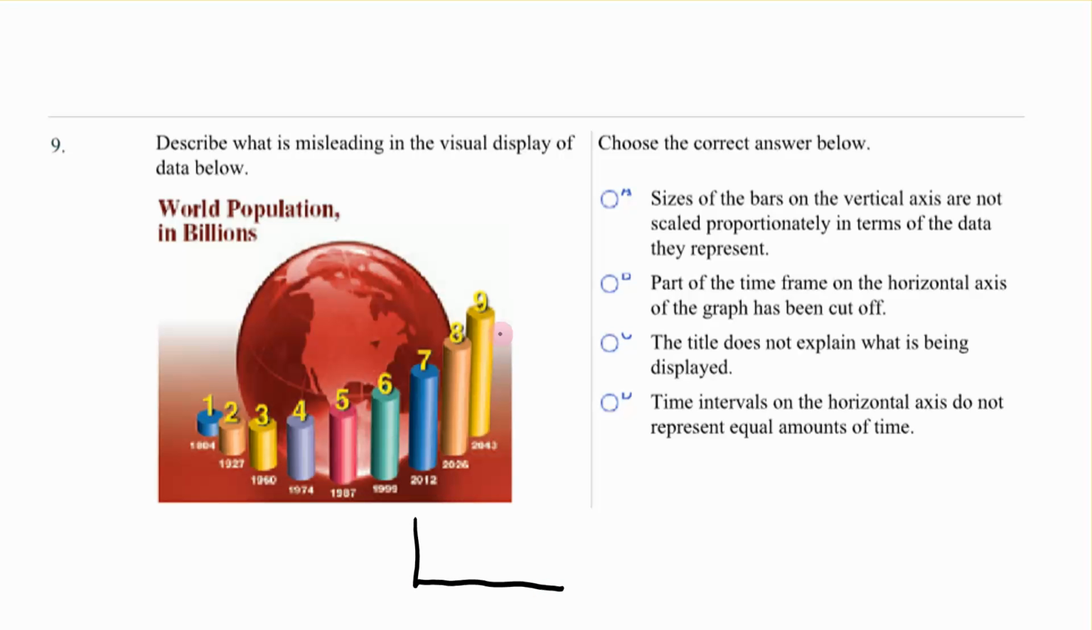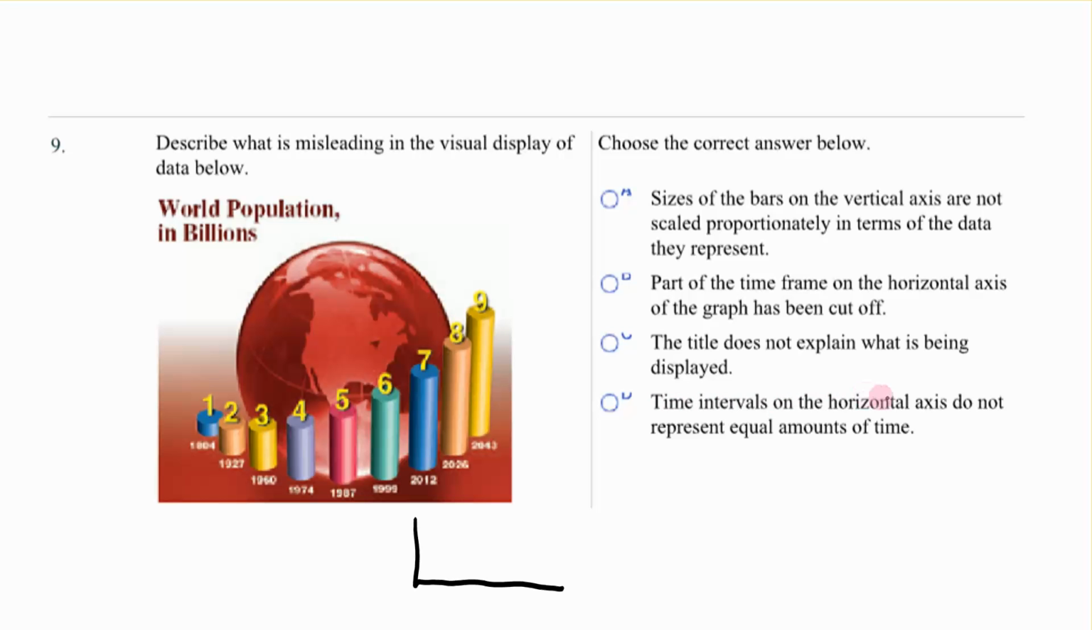It's written here, it's very pretty, but what's wrong with it? So if you look at this more closely, let's see. The sizes of the bars on the vertical axis are not scaled proportionally in terms of the data they represent. Well, in other words, does this look like 1, and that would be 2, and that would be 3, and that would be 4? They look correct. Part of the time frame on the horizontal axis has been cut off. I don't see that; I see all of them. The title does not explain what is being displayed. World population in billions. No, I think it's pretty clear.